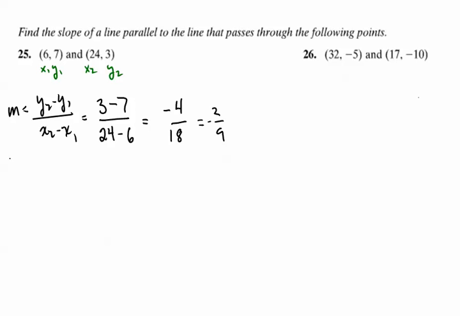So what is the slope of the line? I'll use these little parallel lines here. The line that's parallel to that, or any line parallel to that, will have the same slope, negative 2/9.